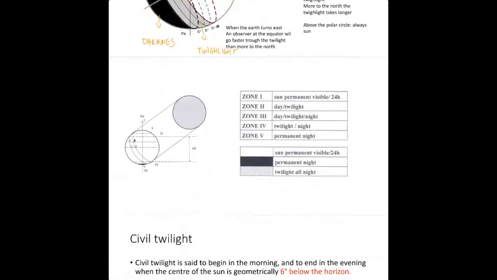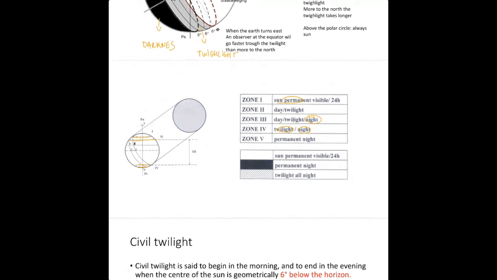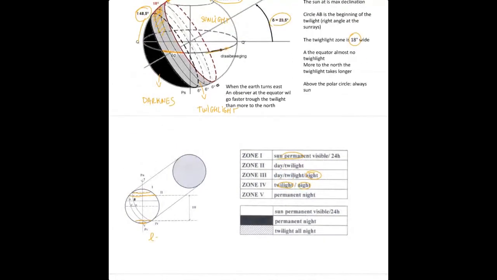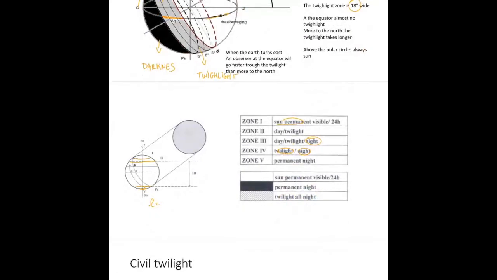Okay, so again, this is represented the same way. Zone 1 here is where the sun never sets. Zone 2 is the twilight zone. Zone 3 is the zone where you have daylight, twilight, and night. Zone 4 is where you have twilight and night, and then here zone 5, below the latitude of 66.5, you have permanent night.